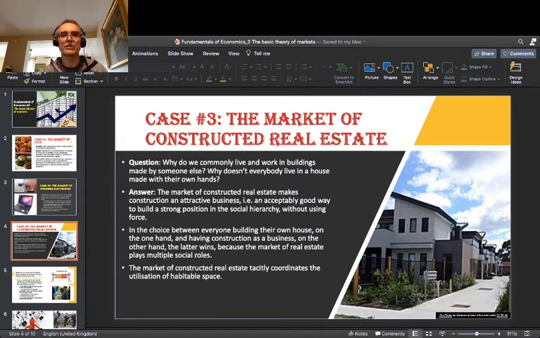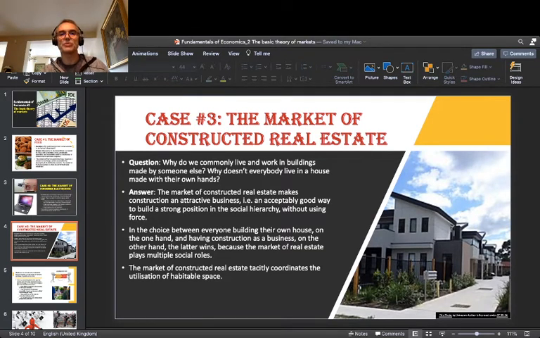So the market of constructed real estate makes construction an attractive business, which means that it is an acceptably good way to build a strong position in the social hierarchy without using force. It is attractive. Climbing to the top of the heap without having to kill anyone. I know it sounds drastic, but if you go 500 years back in history, you can see that it is not as obvious as one could think. Back in the day, if you wanted to be someone in society, you needed weapons and deadly force to impose your will and your position.